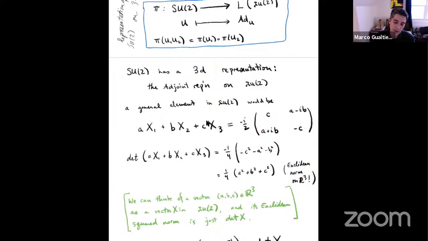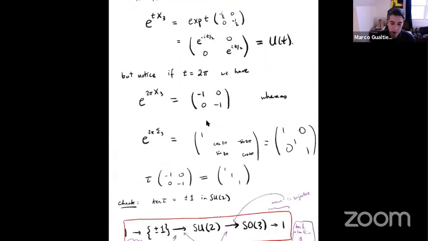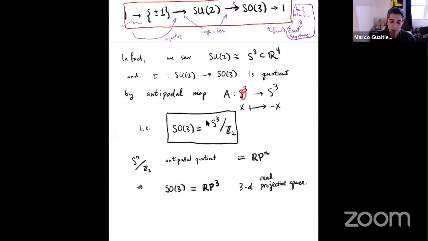C gets sent to -C, A gets sent to -A, B gets sent to -B. So A, B, and C, if you multiply this matrix by -1, they're all going to be sent to their negatives. And as a result, on the 3-sphere, what this thing is, is the antipodal map. It takes x, y, z to -x, -y, -z.